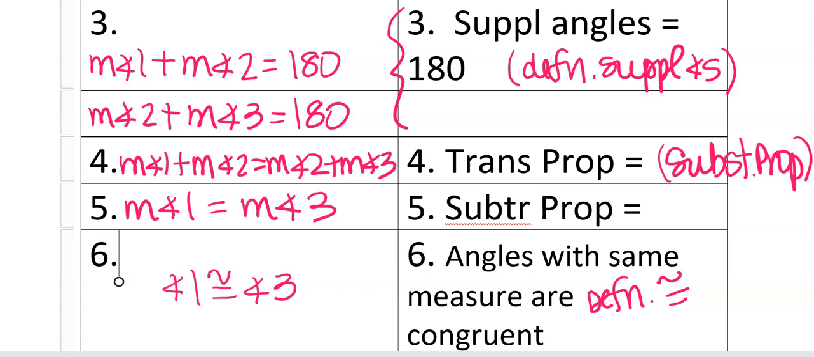Now, for this one, anytime that you are looking at measures of angles and you need them congruent, you drop the m's and add a congruent symbol. That's how you use the definition of congruent. If you have the congruent symbol and you need measures, you drop the congruent symbol, put an equals in there, and then you have to put the m's in there. So it's reversible. You can do it either way.